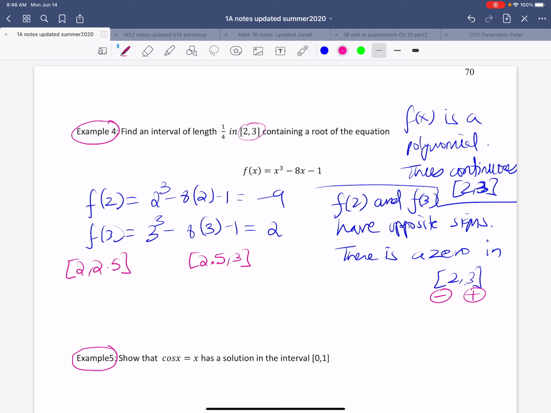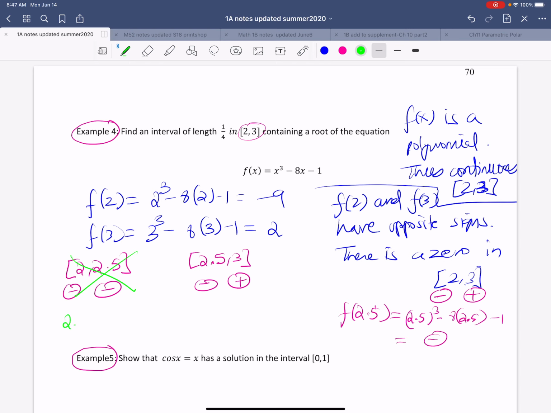Let's go ahead and find out what f of 2.5 is. Grab a calculator and plug 2.5 into 2.5 to the third power minus 8 times 2.5 minus 1. That's going to leave me with a negative number. So with 2 it was negative, 2.5 is negative, 3 was positive. So I can tell that my 0 does not lie in the interval 2 to 2.5 because I didn't change the sign. Instead it lies between 2.5 and 3.